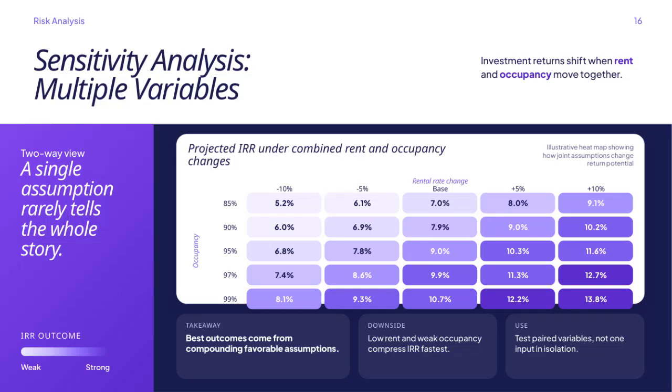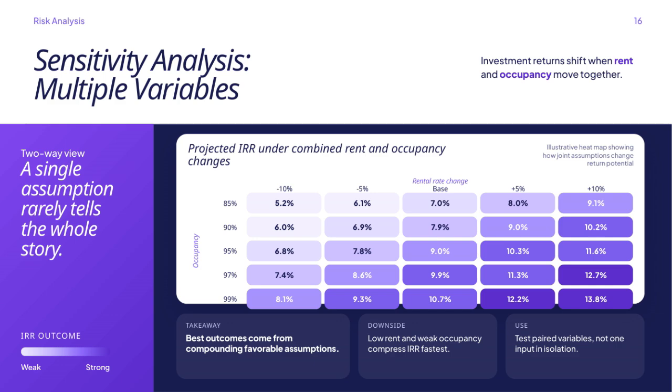Here we have a sensitivity analysis that looks at how investment returns shift when both rent and occupancy rates move together. It's important to recognize that a single assumption rarely tells the whole story. Instead, taking a two-way view allows us to see how combined changes affect the internal rate of return, or IRR, outcome. This heat map illustrates the projected IRR under various combined scenarios of rent changes and occupancy levels.